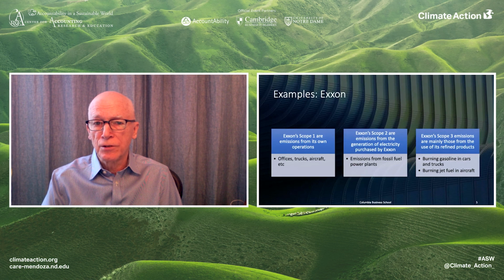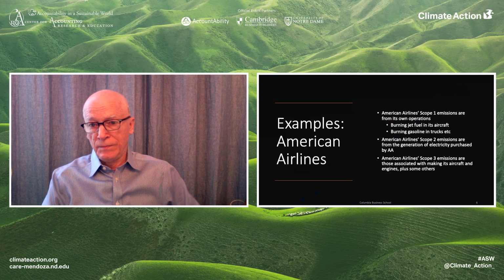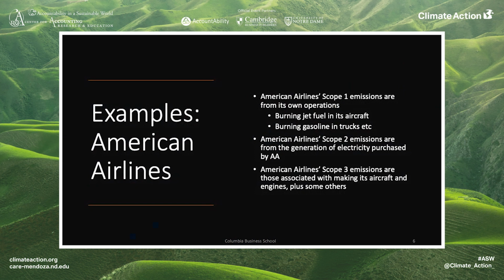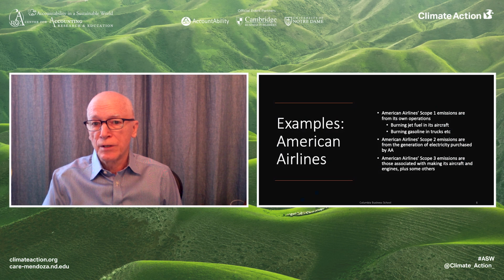Here's a different example, American Airlines. American Airlines' scope 1 emissions are the emissions from its own operations. And again, in this case that will mean burning jet fuel in its aircraft, burning gasoline in its trucks, etc. American's scope 2 emissions, again, are the emissions from the generation of electricity that it purchases. And its scope 3 emissions are those associated with its supply chain, which in this case will mean making its aircraft and its engines, plus some others perhaps.